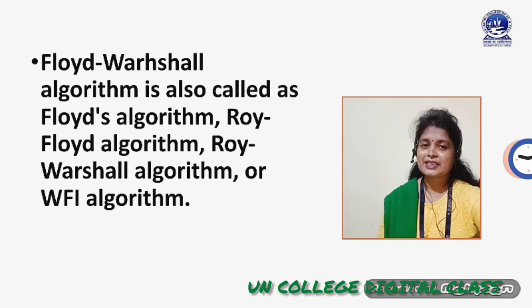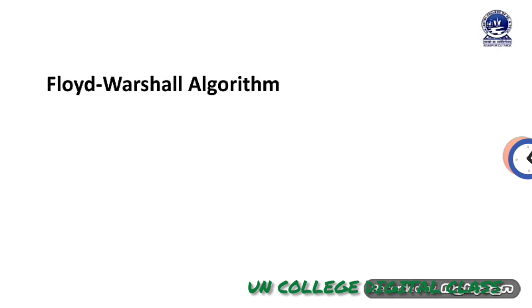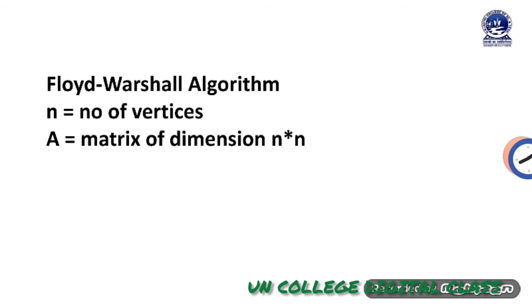Now I am going to discuss the steps of the Floyd-Warshall algorithm. In the algorithm, we use n, which represents the number of vertices. Then we use A, which represents a matrix of dimension n into n. Then we have a for loop running for k equal to 1 to n. Let's say n value is 4, then the loop will continue for 4 times.